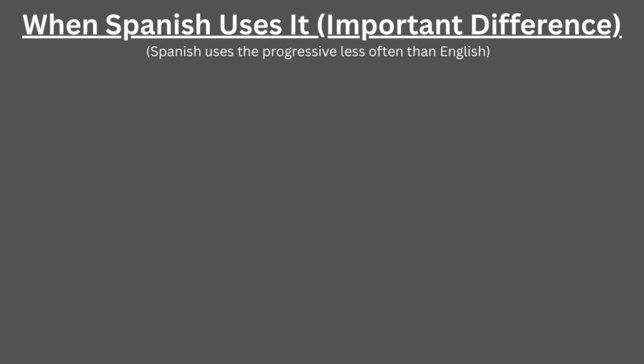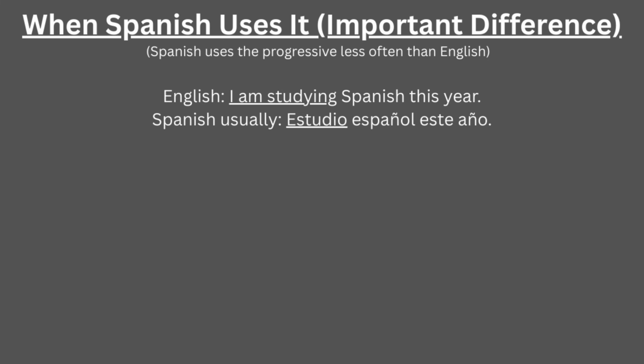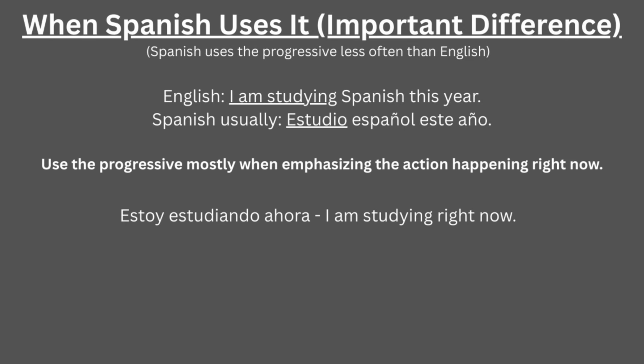As a note, Spanish uses the progressive a bit less often than English, because the tense mainly emphasizes that an action is happening right now, which is why estar is used. Saying something like, I am studying Spanish this year would be estudio español este año. But saying estoy estudiando ahora would signify that I am studying right now.